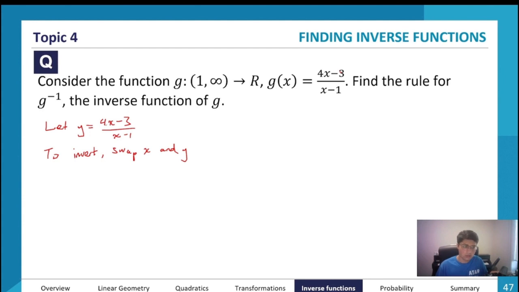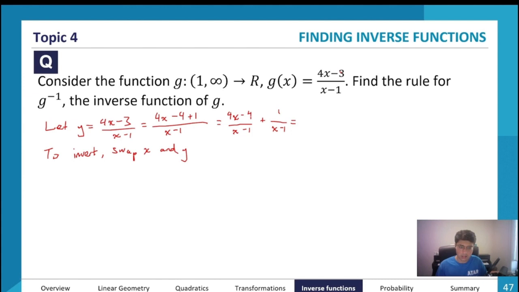What we can do is extend this line of working. We're going to write 4x minus 4 plus 1. That should be it, all over x minus 1. We can then split this up. So we get 4x minus 4 plus 1, and then both of those are over x minus 1. So I'm just rewriting this expression here for g of x.